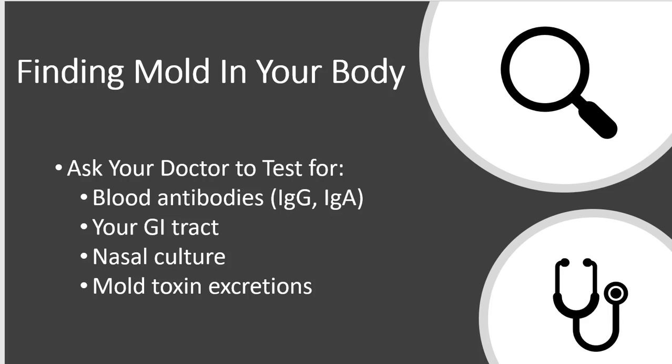But if you suspect them and you can't see the mold outright, then you want to ask your doctor to, number one, test for blood antibodies to mold exposure. Now, there are a number of different species of mold, including Stachybotrys, which is what many people call black mold, but also Aspergillus and Candida. You want to have them run a comprehensive, thorough panel looking for blood antibodies to a number of different species of mold.